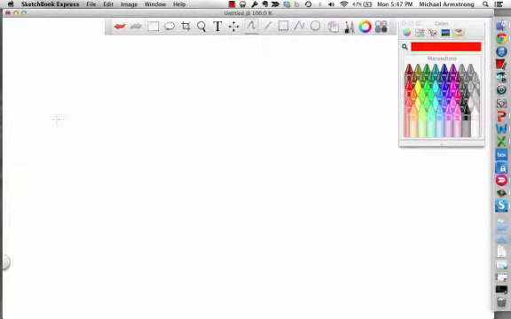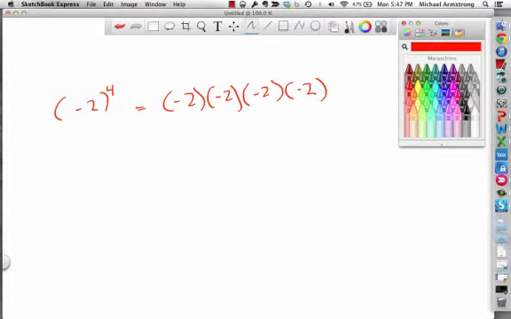What happens when we have negative 2 to the fourth? We have to go ahead and write that out as negative 2 times negative 2 times negative 2 times negative 2. We just have to do it. We may not want to. Negative 2 times negative 2 is a positive 4. Positive 4 times a negative 2 ends up being a negative 8. And negative 8 times a negative 2 ends up being a positive 16. So we get a positive number out of that.